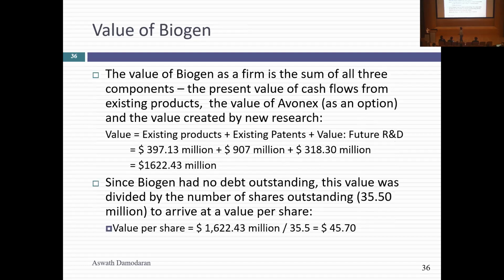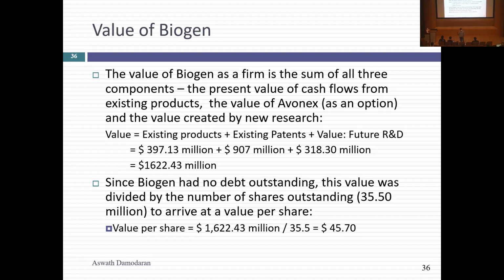So now I can bring all three pieces together. The 397.13 million is the value of their existing licensed products, 50 million a year for the next 10 years. So basically, I just took the present value at the pre-tax cost of debt. The 907 million is the value of Avanex as an option. So that's from the option pricing model. The $318 million is the value of continuing R&D. You add the three numbers together, you come up with a value of 1.622 billion.